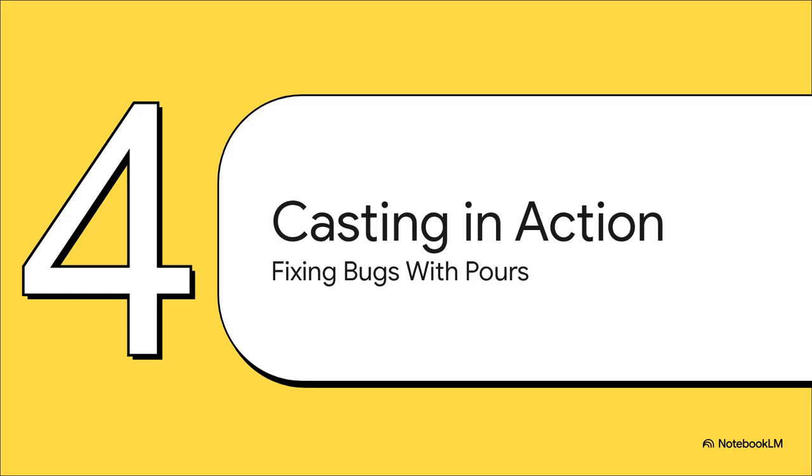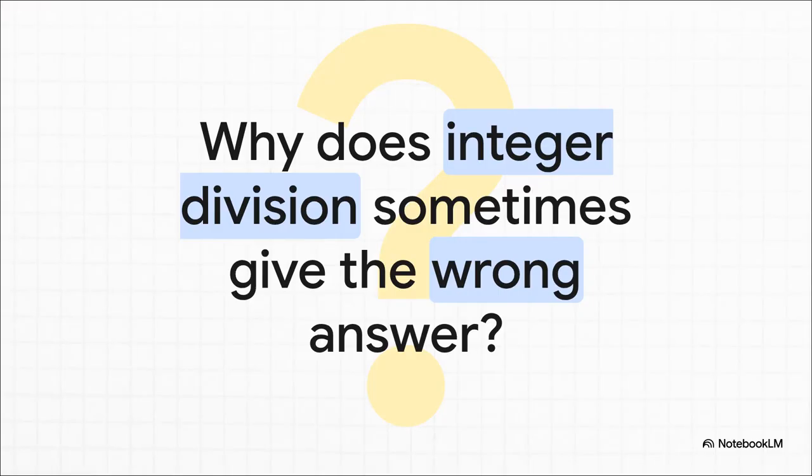Okay, so now that we know the dangers, let's flip this around. How can we actually use casting as a tool? It turns out that a very precise, controlled pour can be the exact thing you need to fix a really common bug. You've probably run into this one. It's a classic problem that drives so many people crazy when they're starting out.